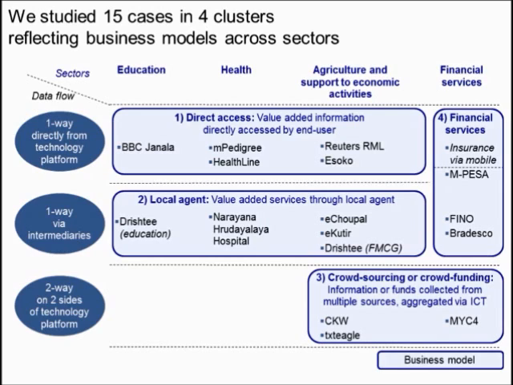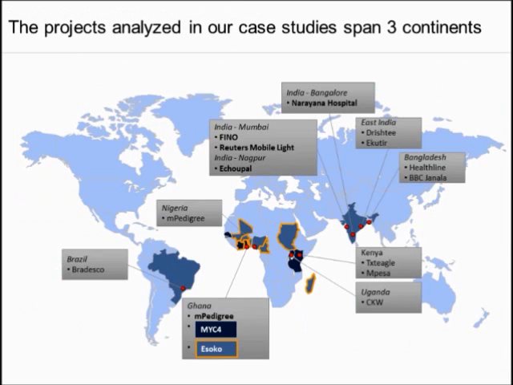The clusters were education, health, agriculture and support to economic activities, and financial services that you can see in this row. And in this column, we plotted the 3 different business models that we distinguished. One was a direct access model, a model with local agents, and in the end, a crowdsourcing or crowdfunding type of business model. And I will explain those models later on. The projects we analyzed span 3 continents. Here you can see the spread.